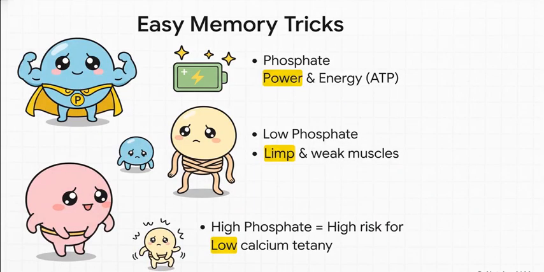So, to lock this in for your exam, let's use some easy memory tricks. Think, phosphate is for power and energy, low phosphate leads to limp, weak muscles, and high phosphate puts your patient at a high risk for low calcium tetany. So, whenever you see a phosphate question, the first thing you should ask yourself is, how does this affect my patient's calcium and their overall safety?